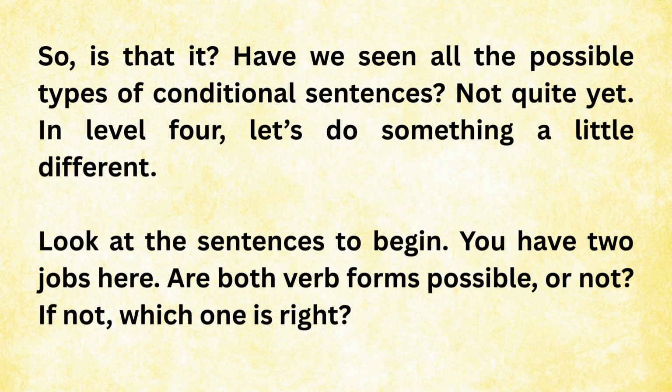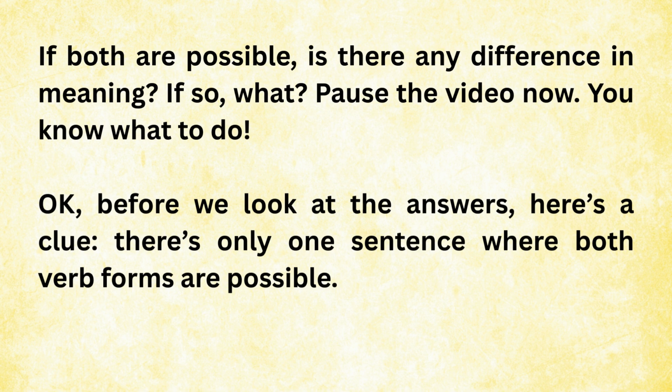So is that it? Have we seen all the possible types of conditional sentences? Not quite yet. In level 4, let's do something a little different. Look at the sentences to begin. You have 2 jobs here. Are both verb forms possible or not? If not, which one is right? If both are possible, is there any difference in meaning? If so, what? Pause the video now. You know what to do.